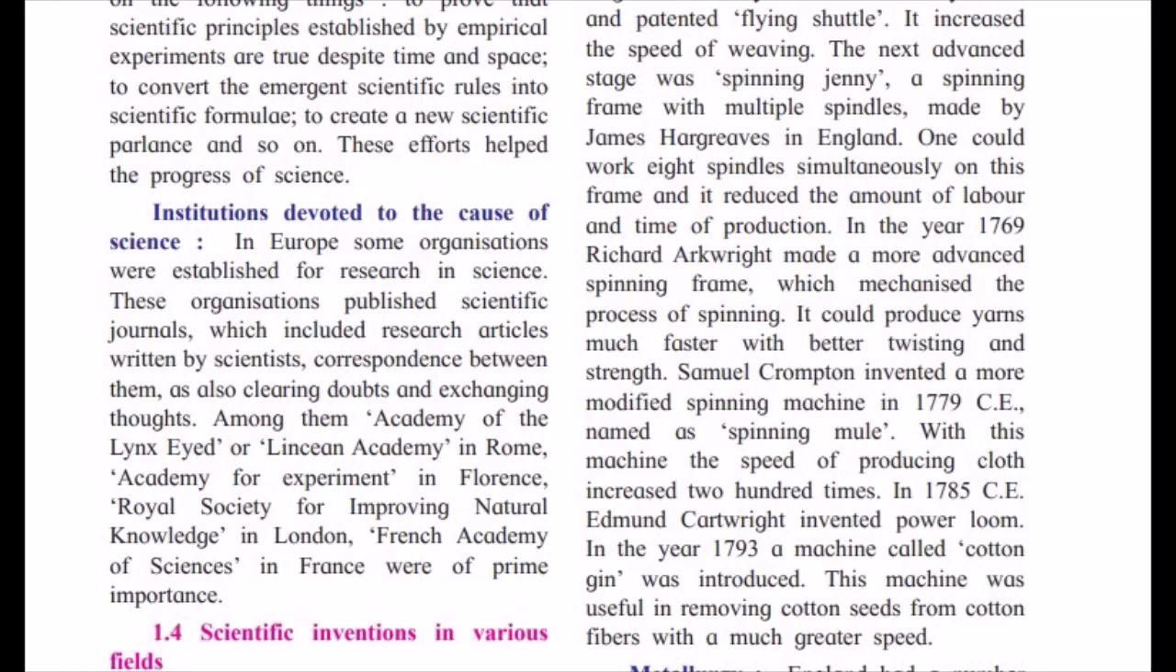Now, in order to bring in progress of science, science journals included the research articles written by the scientists, and correspondence between them, clearing the doubts, exchanging thoughts. There were various academies: the Academy of Lincei in Rome, the Academy for Experiment in Florence, the Royal Society for Improving Natural Knowledge in London, and the French Academy of Science in France, which were of prime importance.